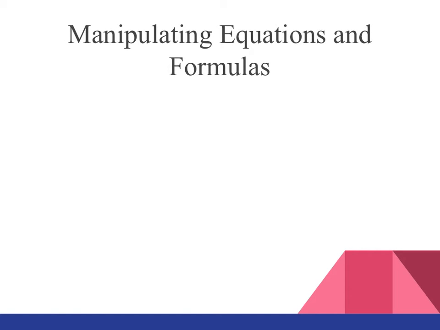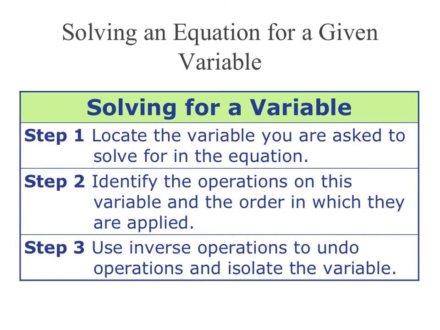This lesson is on manipulating equations and formulas to isolate a given variable. The steps involved in solving for a variable: the first thing you want to do is locate the variable you are asked to solve for in the equation. Then identify the operations on this variable in the order in which they are applied. Finally, use the inverse operations to undo operations and isolate the variable.